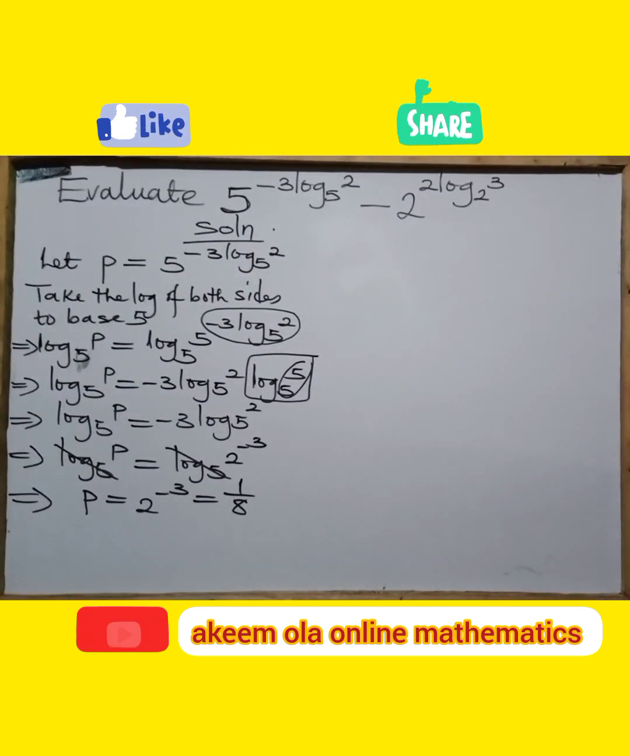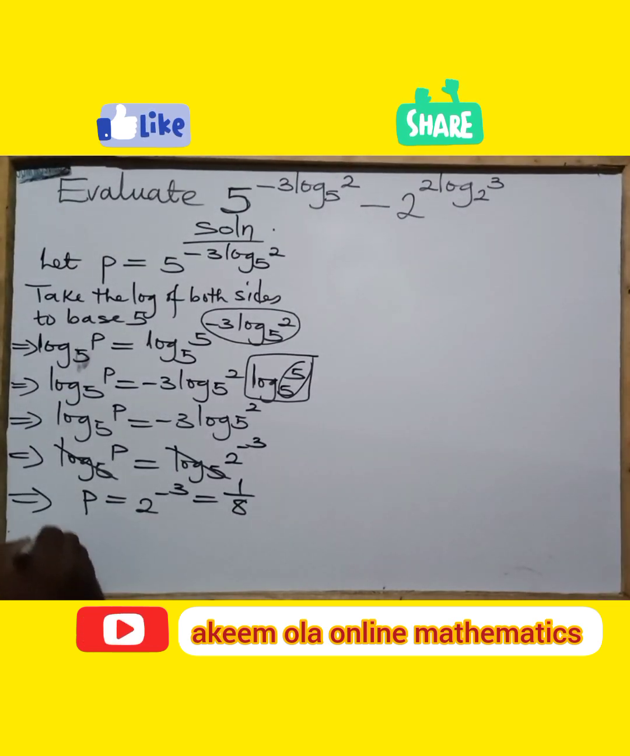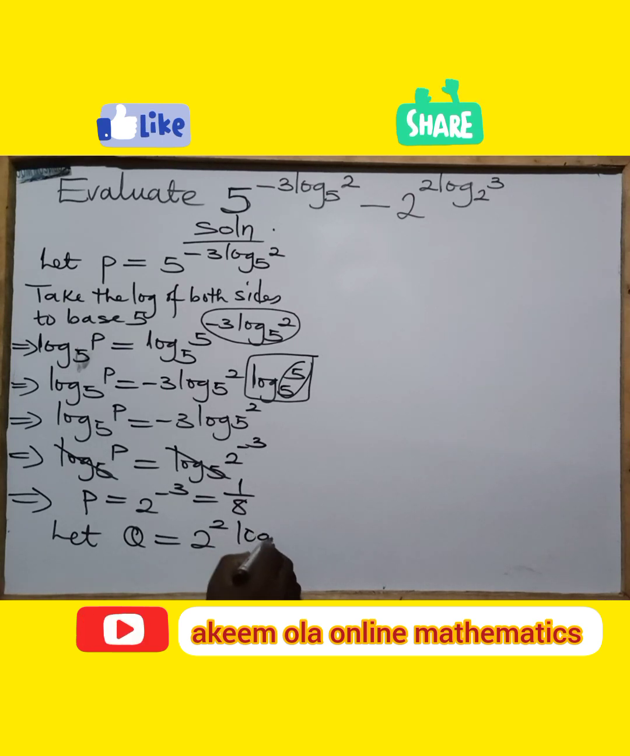Now, we can now consider the second part of the question. So I can now write, let Q is equal to 2 raised to the power of 2 log 2, 3.